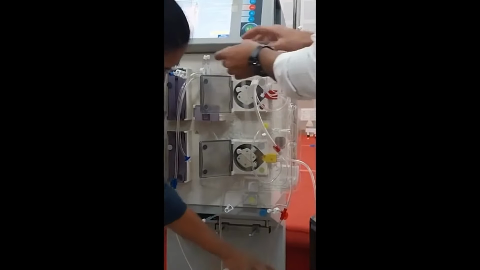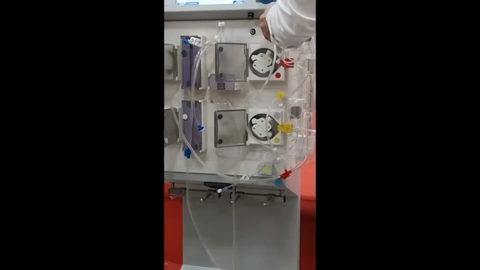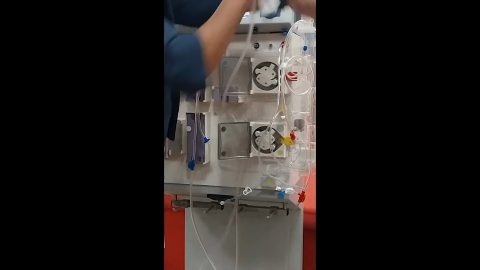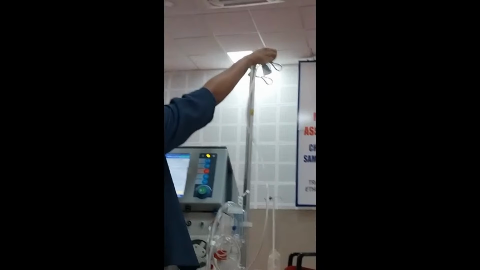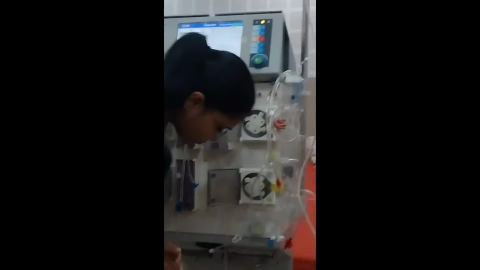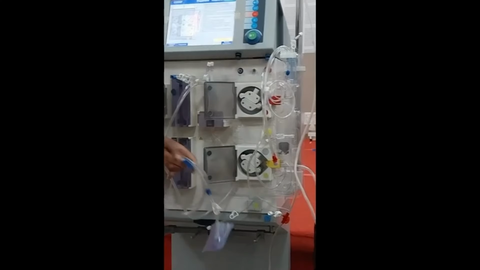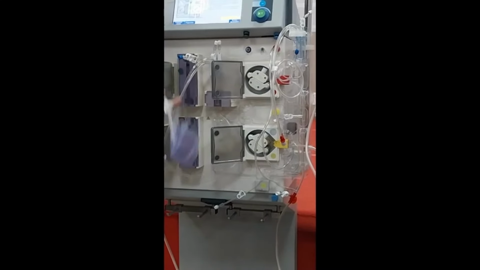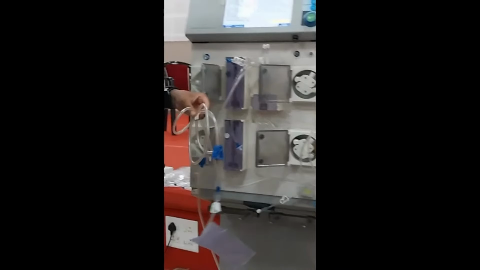Now similarly attach the venous tubing, the dialysate line, and keep the arterial line ready to be connected to the vascular catheter. Keep the venous line ready to be connected to the vascular catheter. Attach the tubings to the ports for measurement of various pressures.